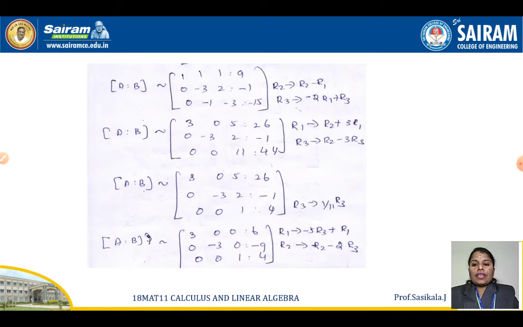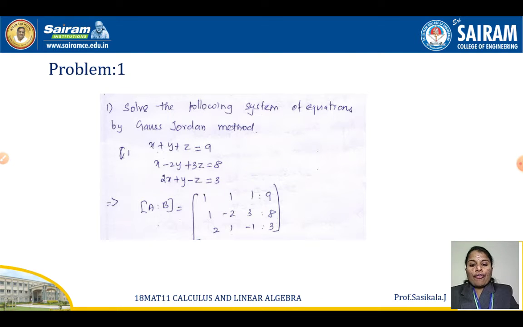You can see the augmented matrix of A and B is equivalent to a matrix where the first row we keep as it is, and we make the second row first element 0. I already have 1, so to make it 0, I need just a minus 1. As we have already discussed, to convert the first element of any row to 0, we are always supposed to use the first row, whether it is the second row or the third row.